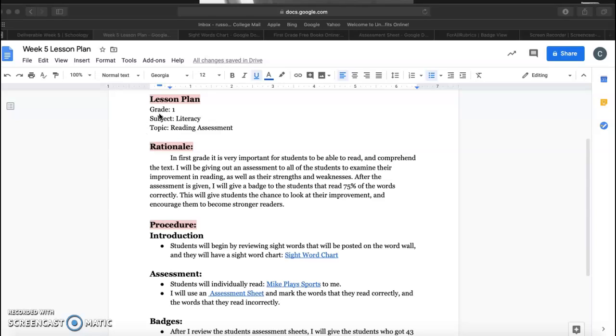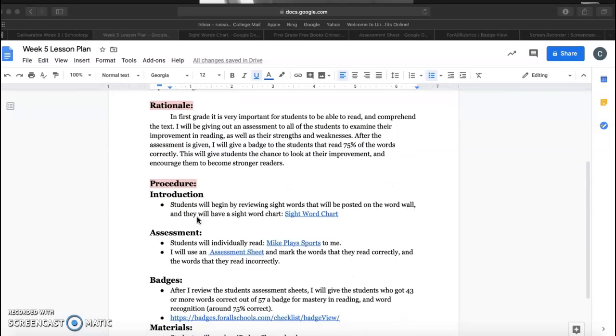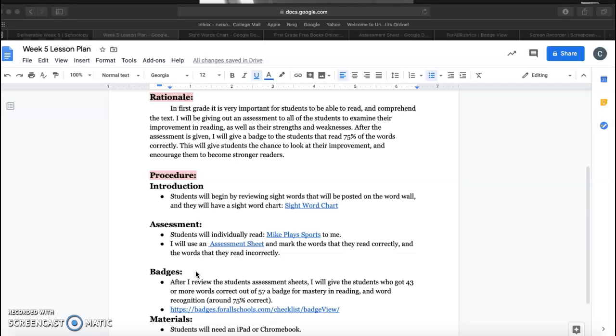So for my lesson plan, it is going to be aimed at first graders, and our subject is going to be literacy. So basically, they are going to be assessed on how well they can read and comprehend the text.